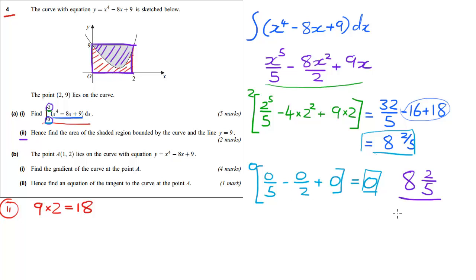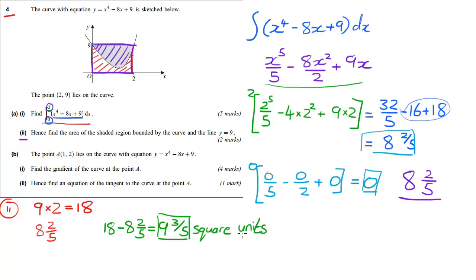We found out what that was. That is our 8 and 2/5. So then, in order to find out this shaded region, we can simply do 18 minus 8 2/5, which will give us 9 3/5, or 9.6. 9 3/5, and that is the shaded region. If you want units, then you can sometimes write square units here, but they never give a mark for that, so you don't particularly need it.